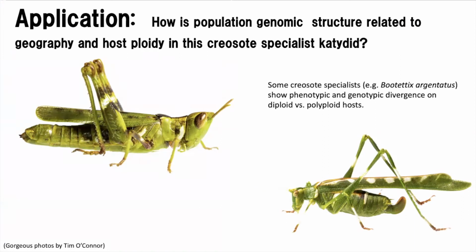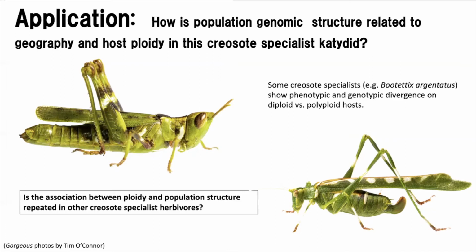And Tim and others have looked at this with some creosote specialists, like this Bootettix species, that show really strong phenotypic and genotypic divergence on diploid versus polyploid hosts, to the point that I believe they're even sometimes considered different subspecies. However, there are a number of other creosote specialized insects, including this katydid that we'll look at, where you don't really see that strong phenotypic divergence. So we wanted to see if population structure at the genetic level is happening in this species.